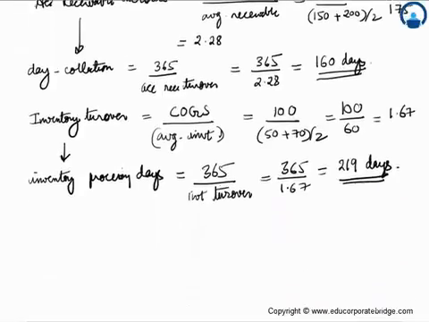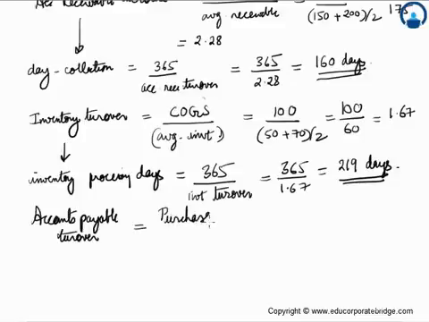So the third one is basically your accounts payables turnover. So payable turnover, and how is this defined? This is defined as not COGS, but this is defined as purchases divided by your average payables. Now we have already discussed why purchases comes into the picture.